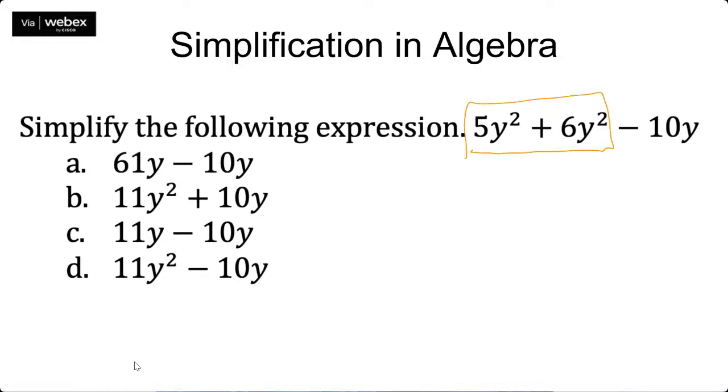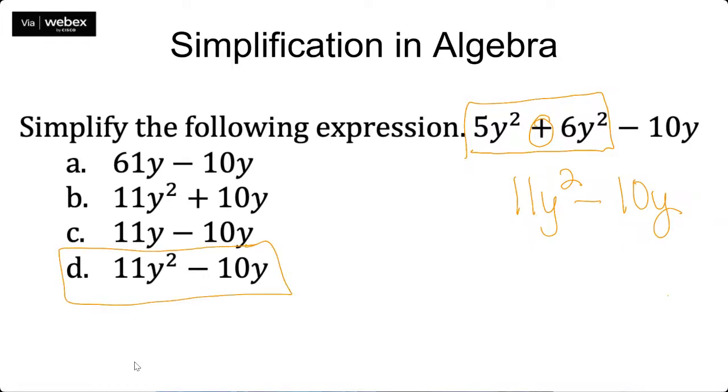Again, we're stuck between D or A. Here we have a 5y squared and a 6y squared. If we put 5 and 6 together, that's going to be 11y squared minus 10y. I don't know how you got 61y. We're not multiplying. It just told us to add them together. So D is going to be the best answer.